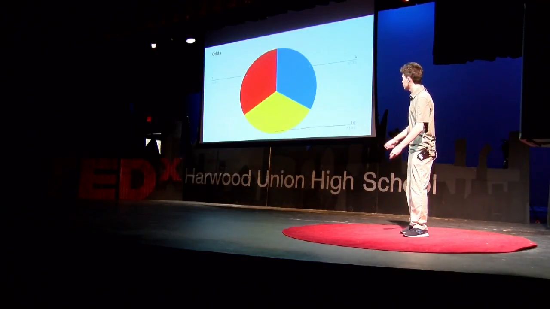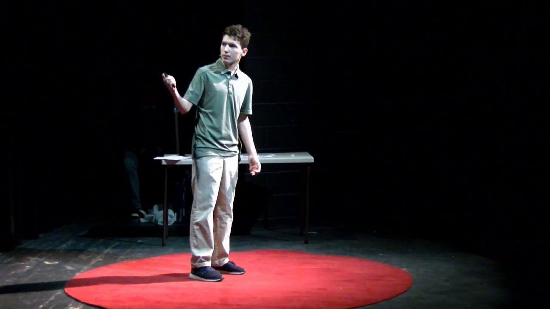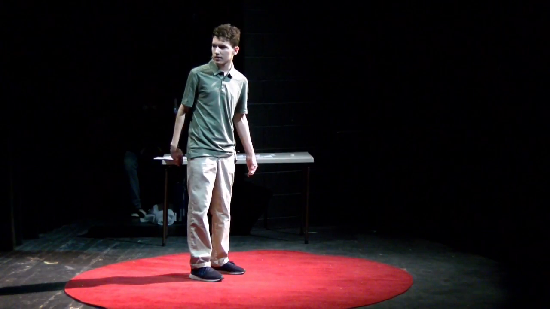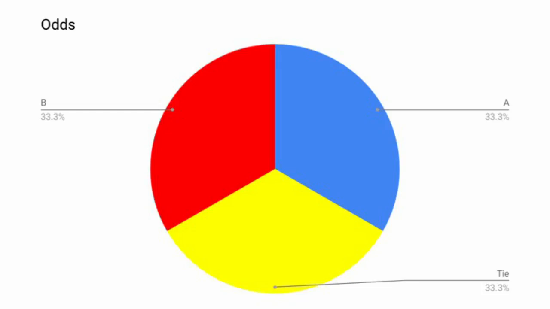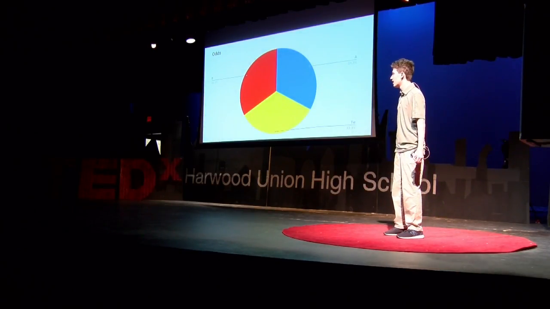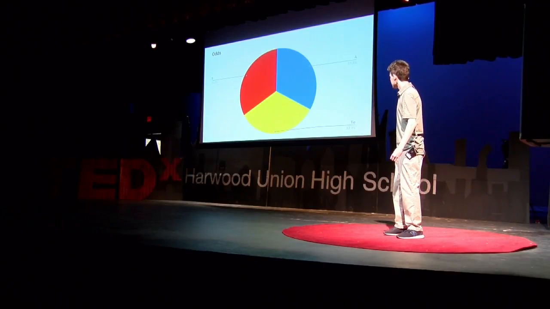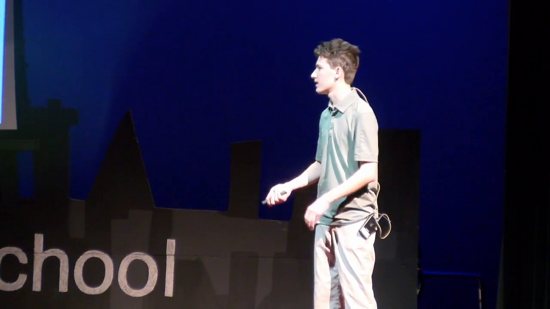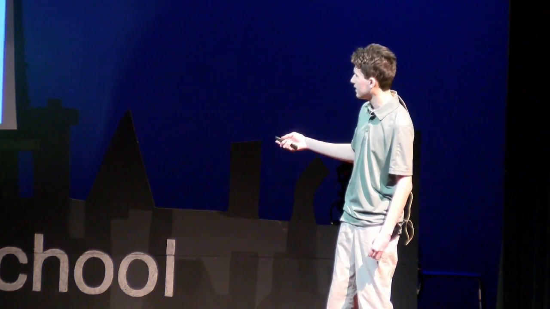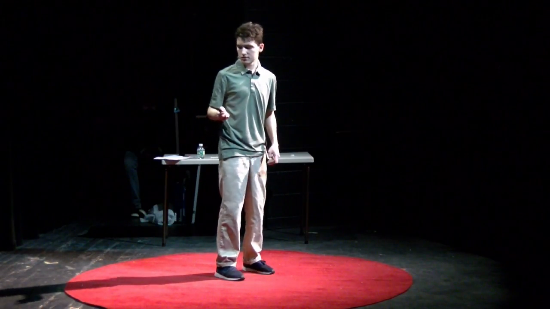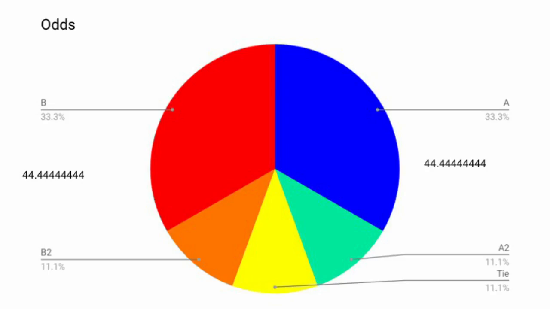Here is a pie chart I created. A represents the blue, B represents the red, and tie represents the yellow. They all have a 33.33333 chance of either one. But as you can see, there's a tie, and obviously a tie shouldn't end in a tie. It should repeat. So what do we do? You replace that, and a third of that piece would be a third of that piece. So we would split those into thirds.